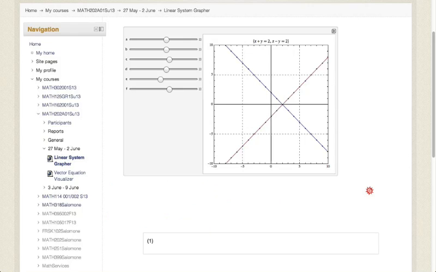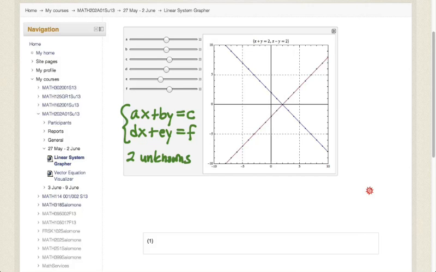what the applet does for you is it visualizes the system of two linear equations, which is a times x plus b times y, where x and y are the variables we're trying to solve for, equals c, and d times x plus e times y equals f. So this is what we call a system of two linear equations and two unknowns. Our two unknowns are x and y, and those are the variables whose quantities we want to solve for.